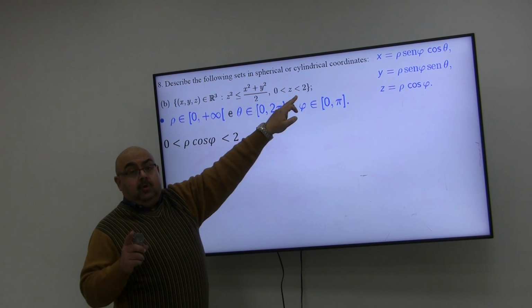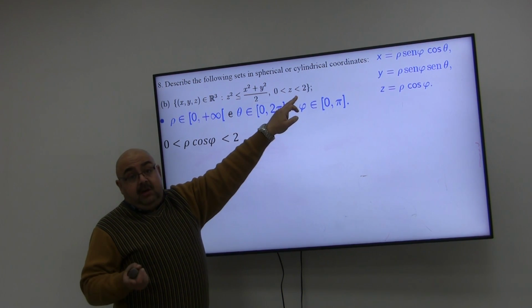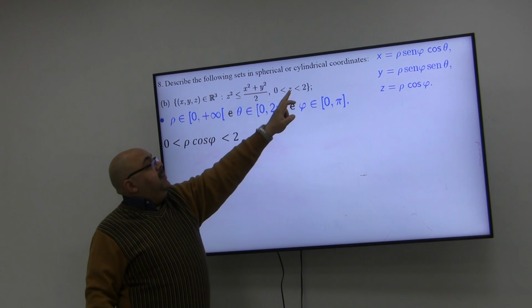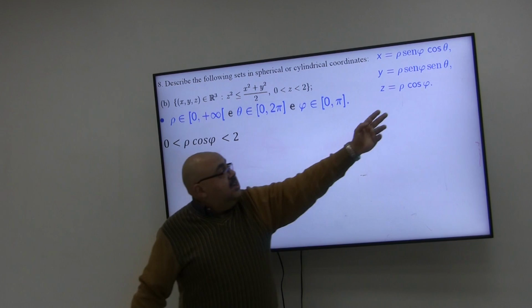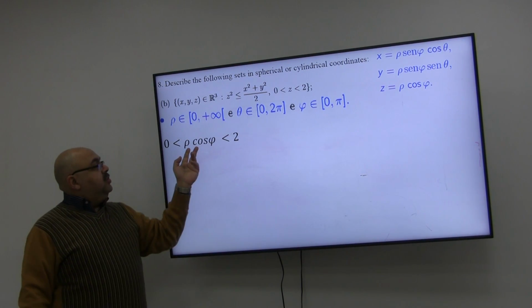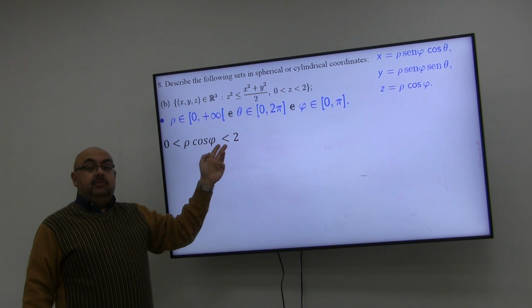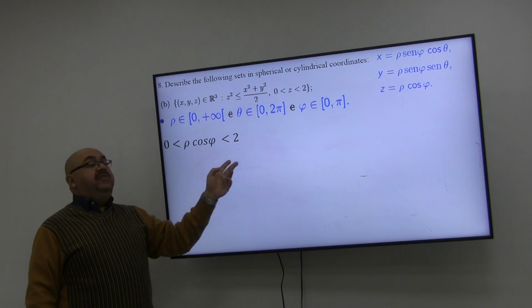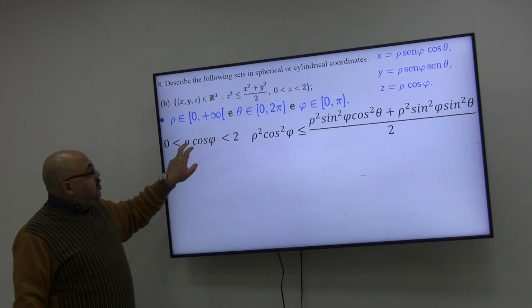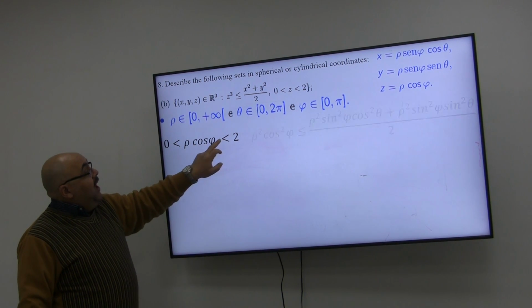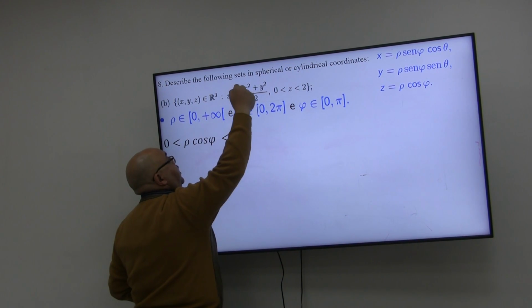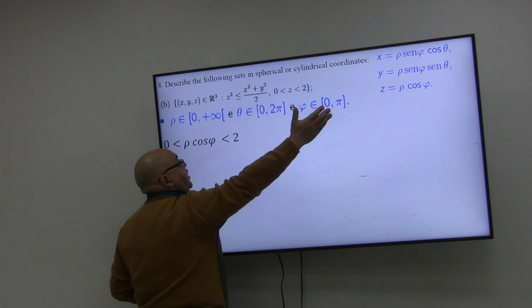This is going to be controlled by either rho or phi, okay, in order to get this issue solved. So I will replace z with its relation, which is r cosine phi. That means I will have r cosine phi greater than 0, less than 2. Rho, I can divide on it. So once more, I will have the relation of rho cosine phi less than 2. And then I will do a replacement here of z squared, x squared, y squared by the other relations.